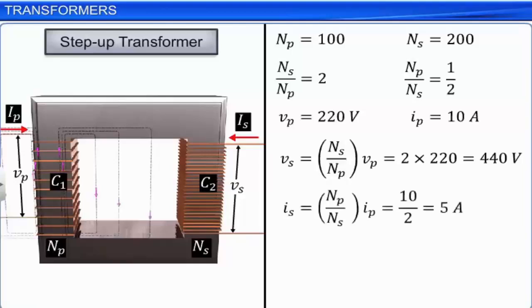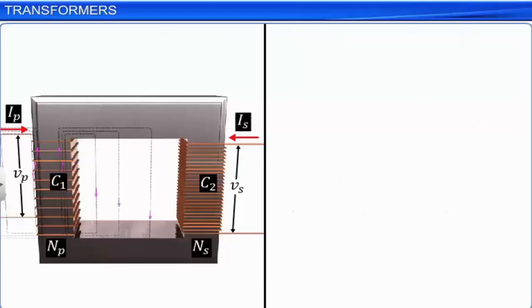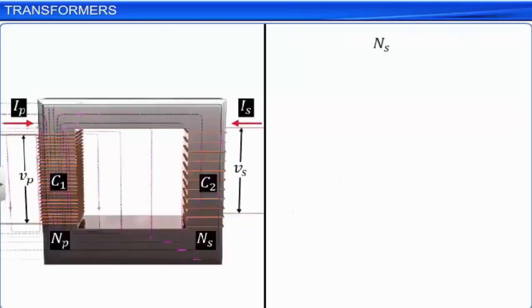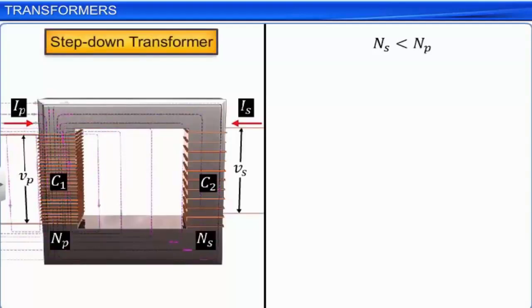Conversely, if the secondary coil has fewer turns than the primary coil, the transformer is called a step-down transformer. Output voltage is lower than the input voltage. That is, the voltage is stepped down or reduced and the current is increased.